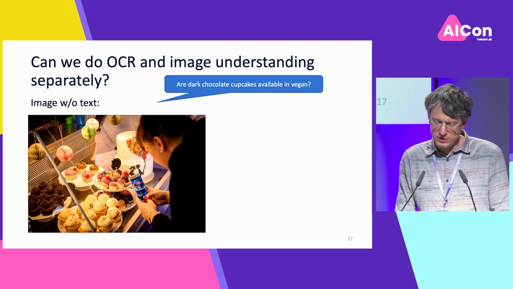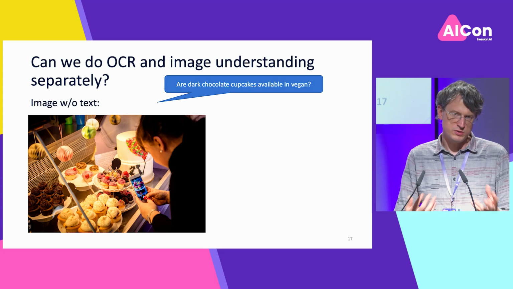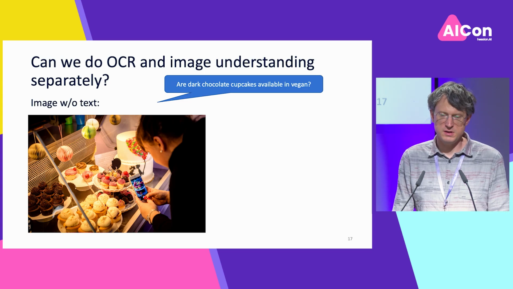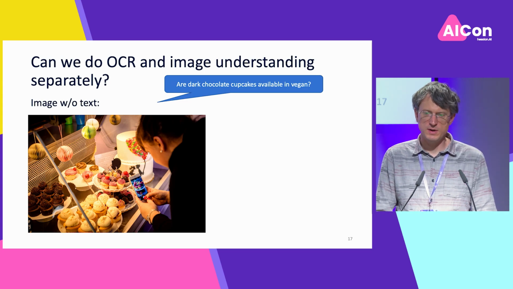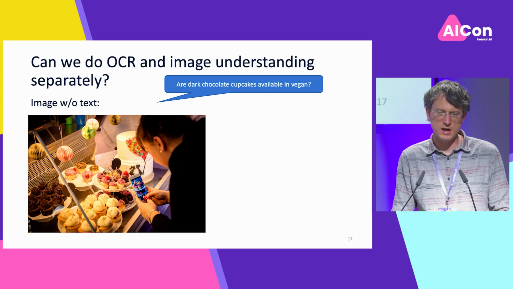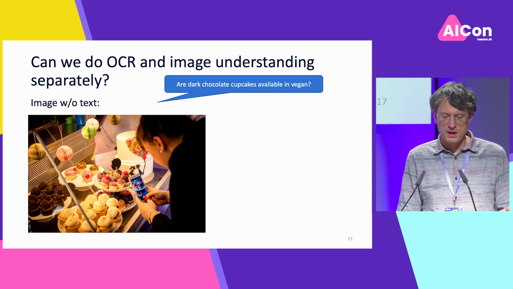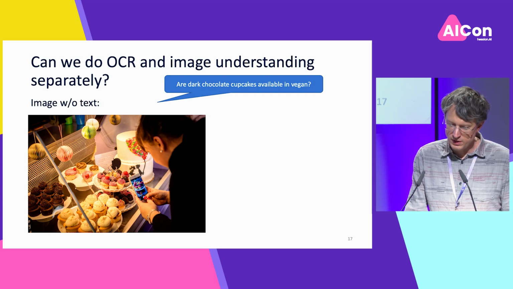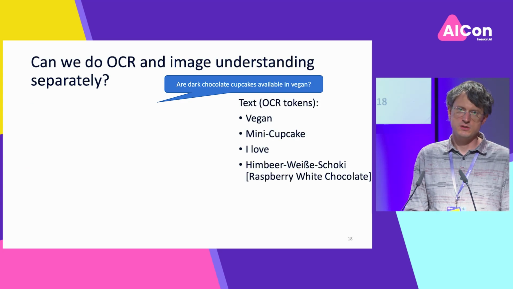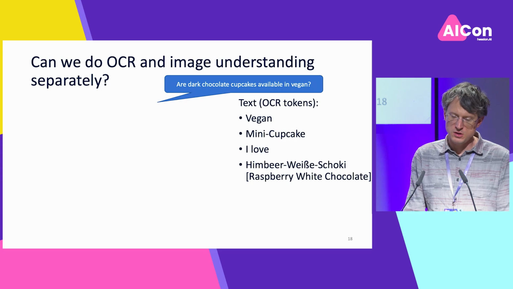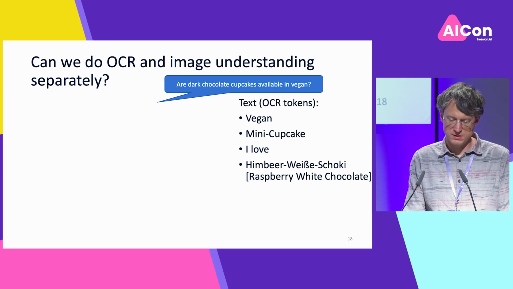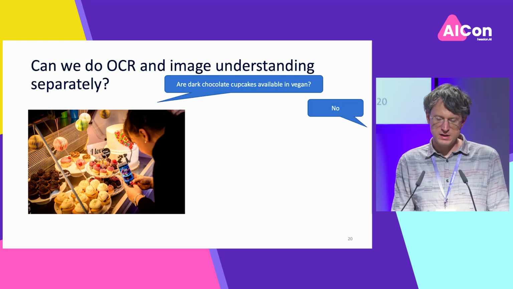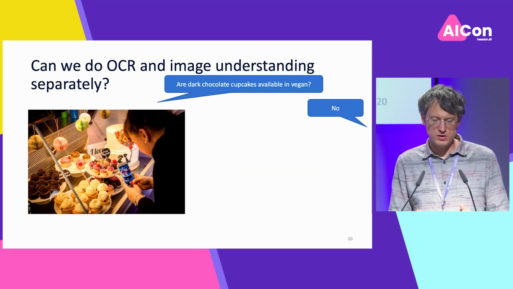And one question you might ask: can we do this OCR, so text recognition and image understanding, maybe separately? For this, I have an interesting example. Here, the question is: are dark chocolate cupcakes available in vegan? If you just look at the image, you actually can't answer this question. Or if I give you the text, the OCR recognition, you also won't be able to answer this question. And even if you have them both, it will be difficult. You really need it in the image to jointly reason about it.